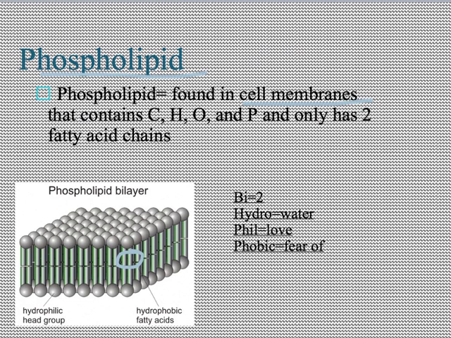All right, and they're positioned in a bilayer. Bi means 2. So there's 2 rows of them that make up the cell membrane, and you see all the little heads point outward and the tails point inward. And that's because the heads are hydrophilic, meaning that they love water, and the tails are hydrophobic, meaning that they're afraid of water. So they are positioned in a way so everybody can be happy.